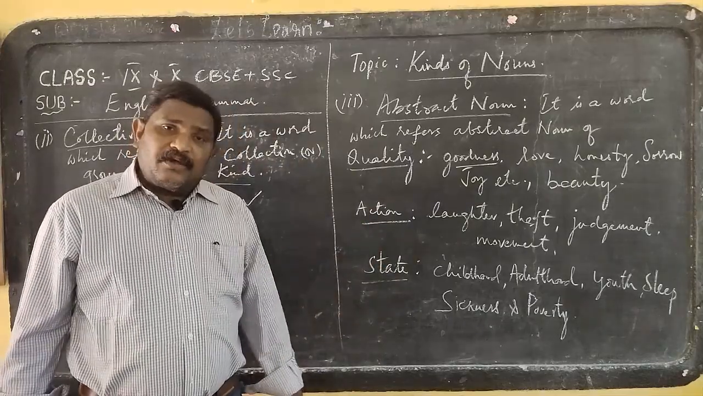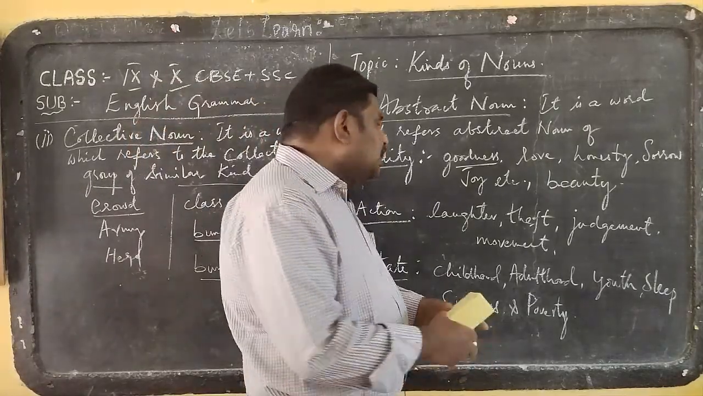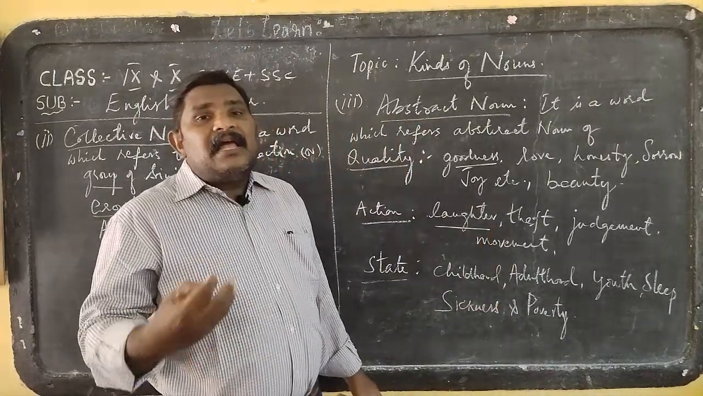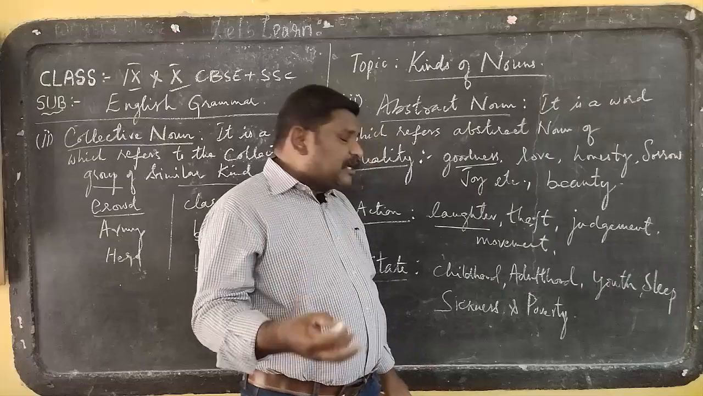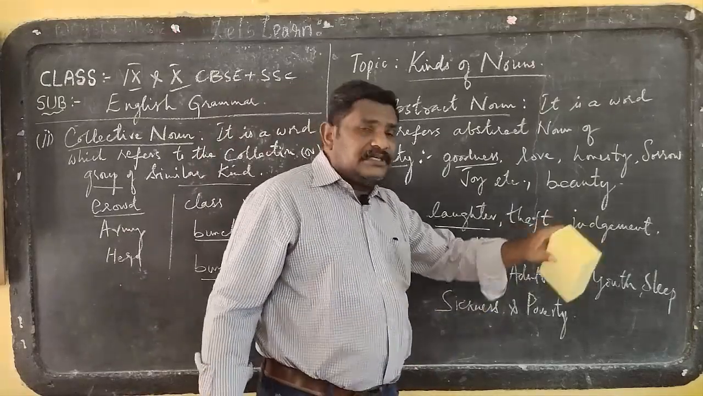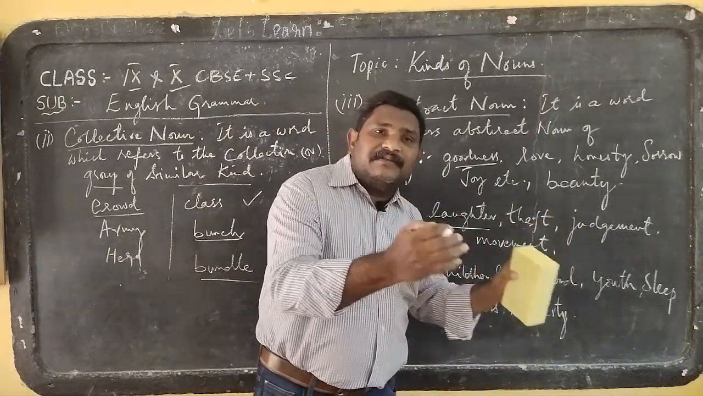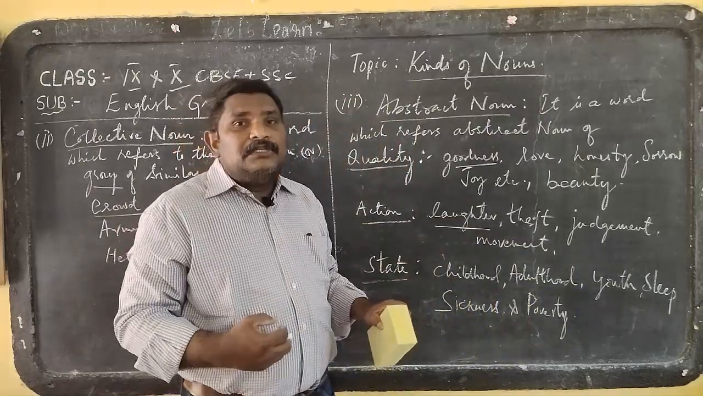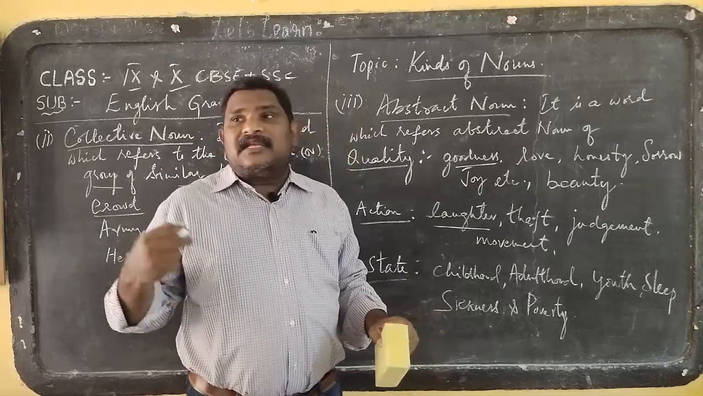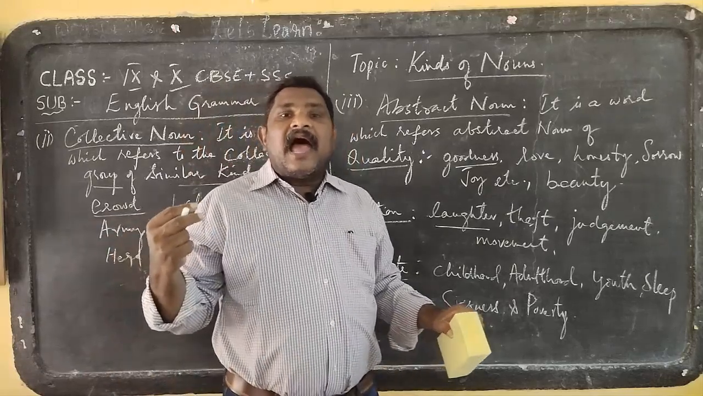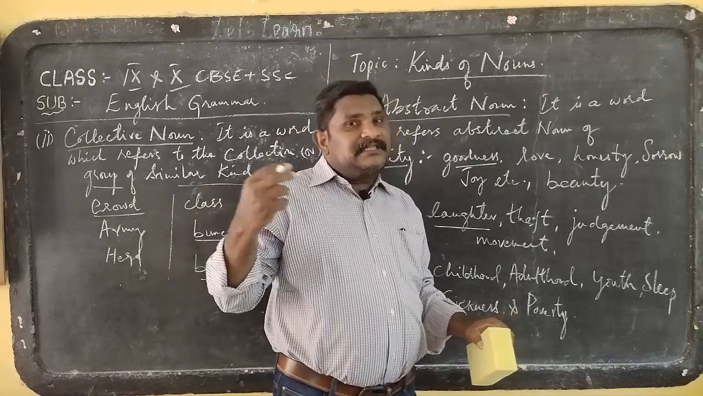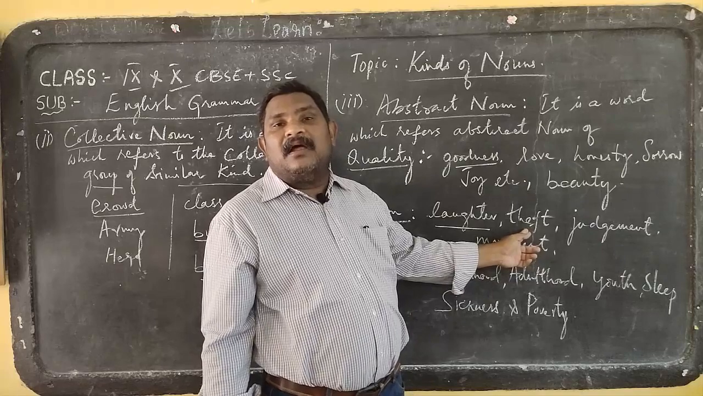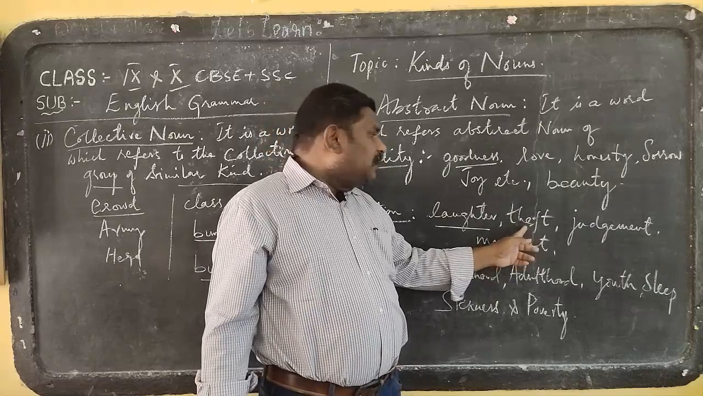We have the abstract noun of action. Laughter is one. Then theft. He's a thief. Thief is a noun. But what does a thief do? He steals, he robs. So theft happened. Somewhere in some house, burglars attacked and there was a theft. Theft has no size, shape, color, or weight. But theft can be understood.